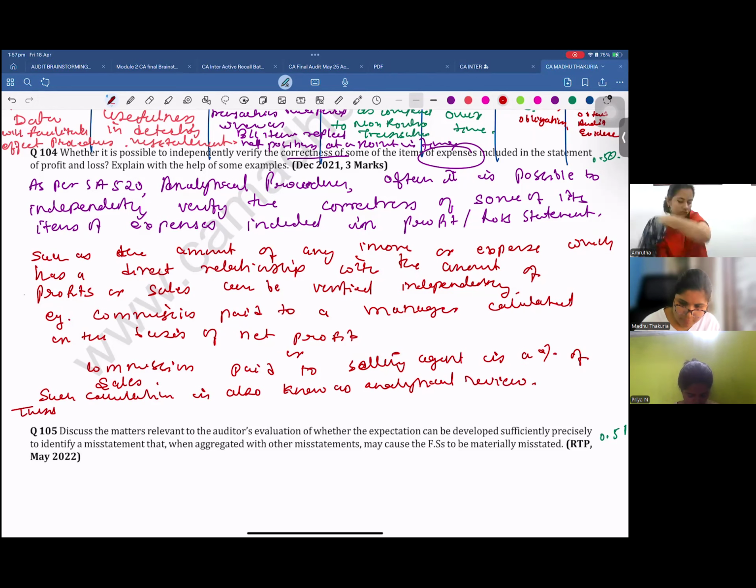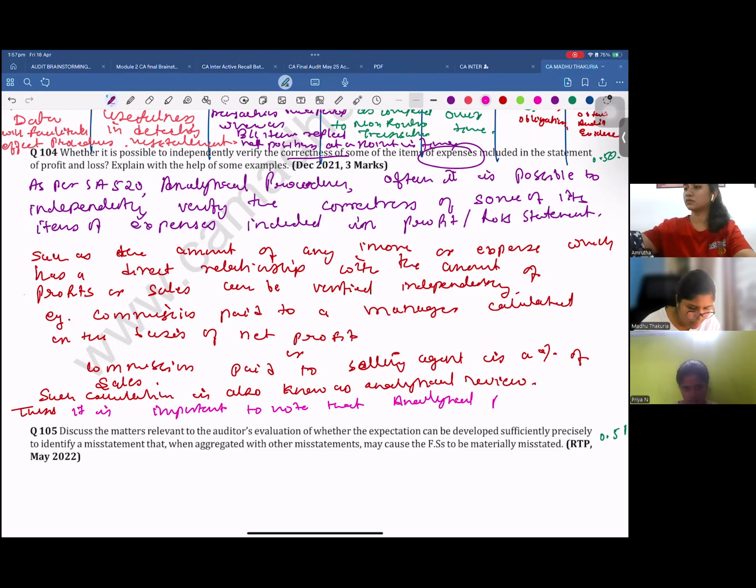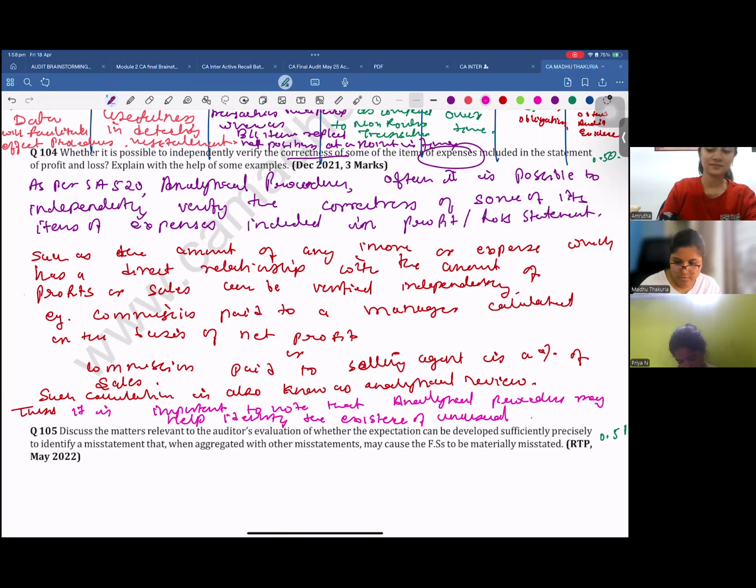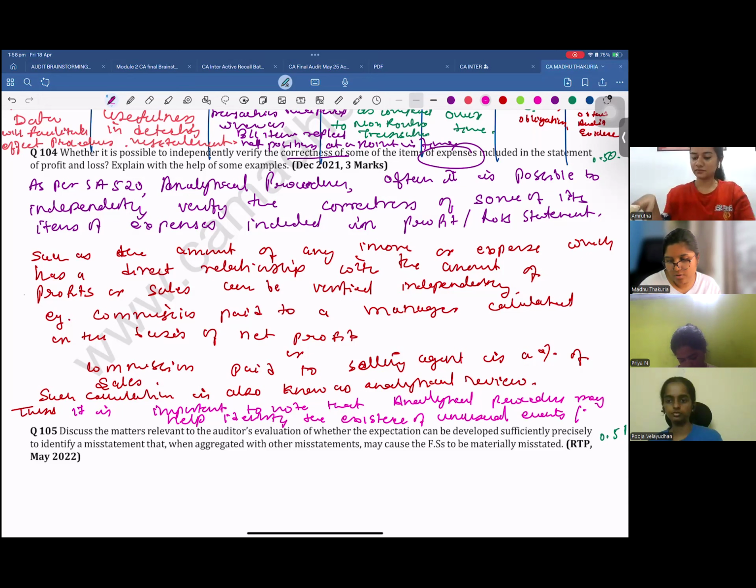Thus, it is important to note that analytical procedures may help identify the existence of unusual events or transactions.